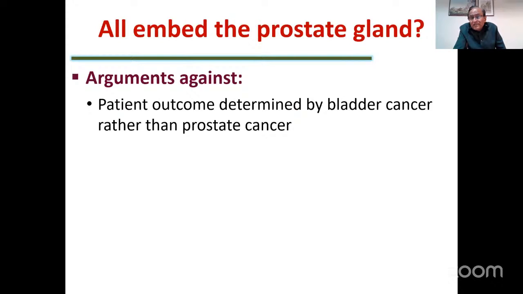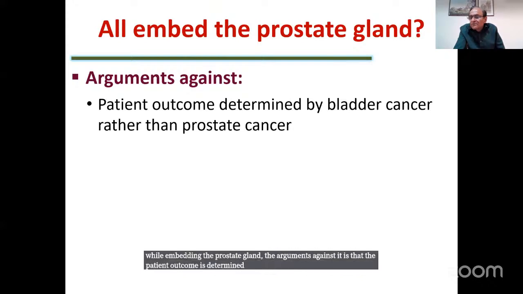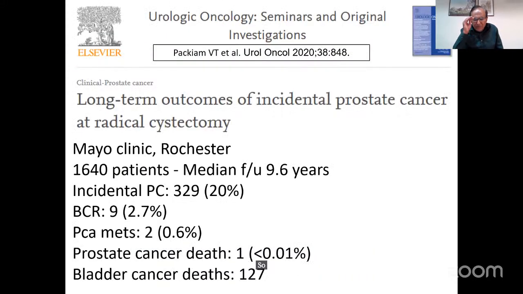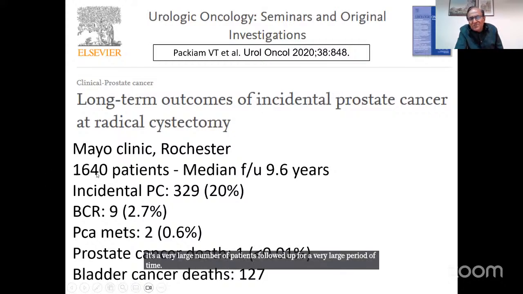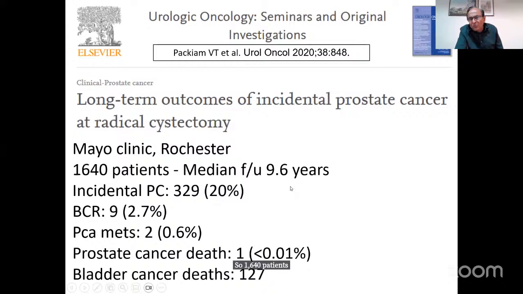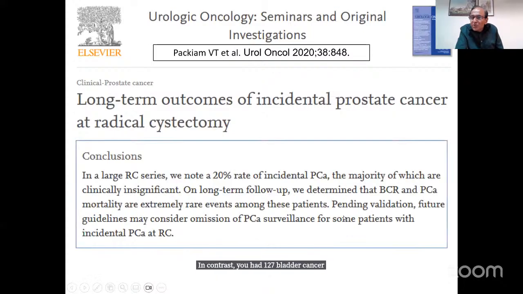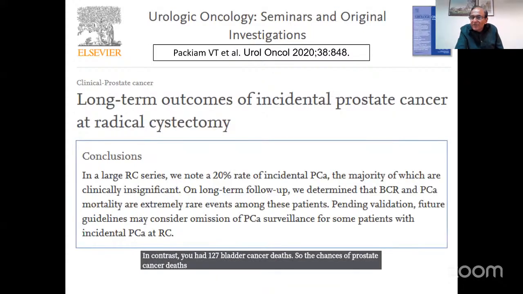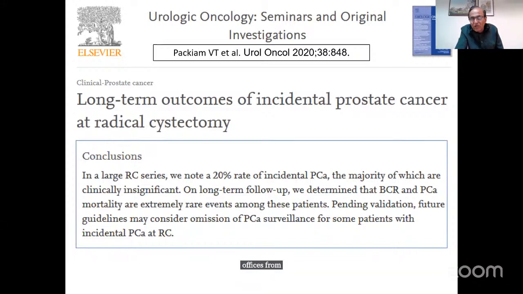The argument against embedding the whole prostate gland is that patient outcome is determined by bladder cancer rather than prostate cancer. Here is, I think, the only really good paper that I'm aware of on this. It's a very large number of patients followed up for a very long period of time: 1,640 patients with a median follow-up of almost 10 years. They had one prostate cancer death. In contrast, you had 127 bladder cancer deaths. So the chance of prostate cancer death is extremely low, and it is not cost effective to sample the entire prostate.